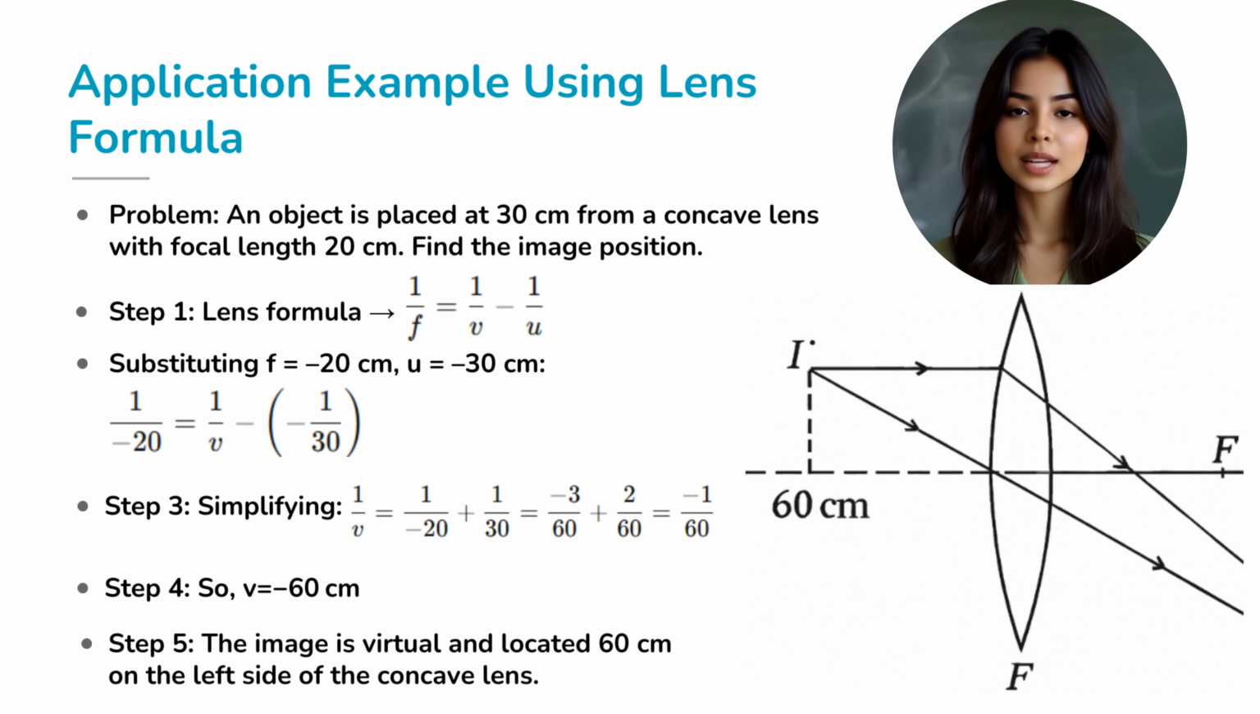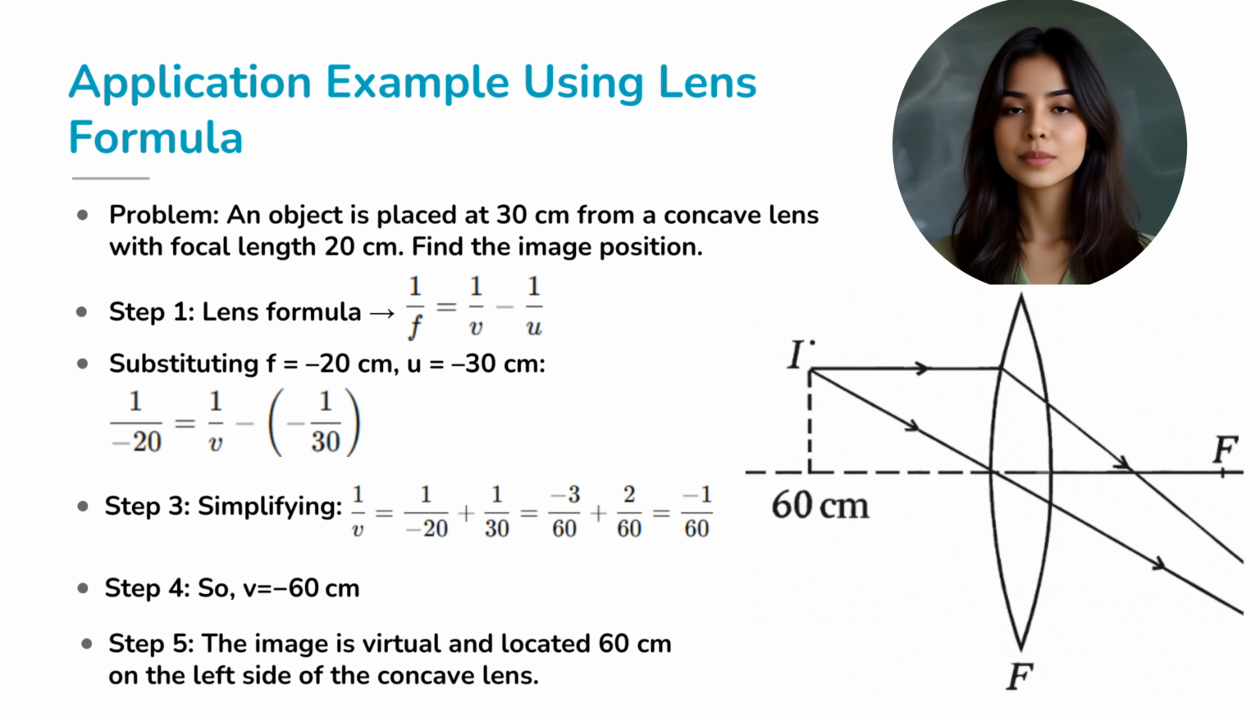Since it's a concave lens, the focal length is negative 20 centimeters. The object is on the left side, so the object distance u is negative 30 centimeters. Substituting these into the formula, we get 1 by negative 20 equals 1 by v minus open bracket 1 by negative 30 close bracket.